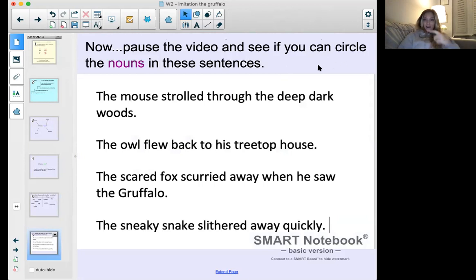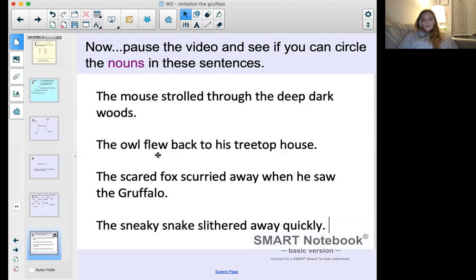So pause the video and see if you can circle the nouns in the sentence. So you can copy down the sentences, or if you'd like, you can make a list of the nouns that you see. So for sentence number 1, the mouse strolled through the deep, dark woods.